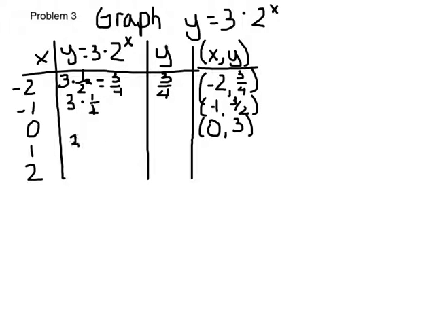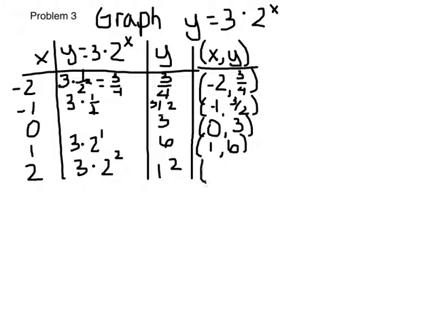So 3 times 2 to the 1 power is the same thing as 3 times 2, so we end up with 6. And 3 times 2 to the 2nd power is 3 times 4, and that means we end up with 12. Sorry, I wasn't writing these down as I went along. So that would be 2, 12. All right, go ahead and plot these points on your graph.